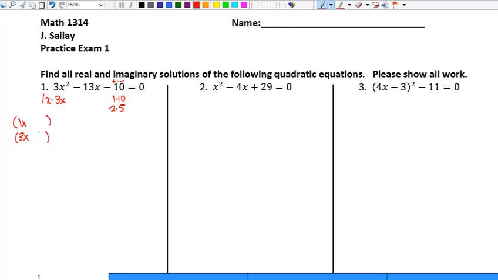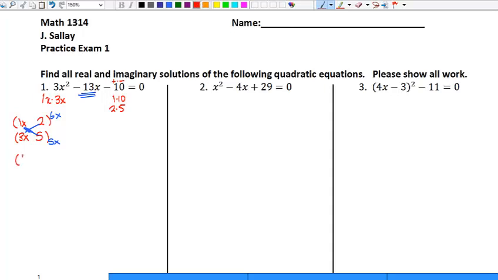I have to try 1x and 3x. That's the only choice I have. I like to put them vertically so that when I check the cross products, I can tell if it's the right one or not. Now I don't know which one I should choose, 1 and 10 or 2 and 5. I usually start from the bottom, the two that are closer together, so I'll try 2 and 5. And when I cross multiply, I'm getting 6x and 5x. Can I use 6x and 5x to add to 13? No. With one of each sign, I can't add to 13.